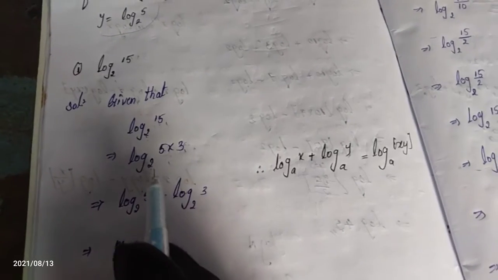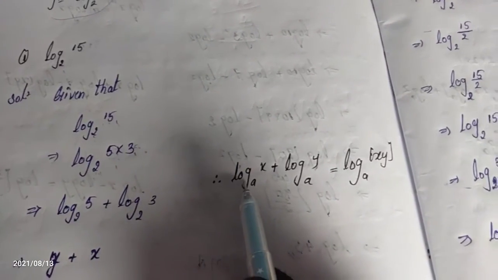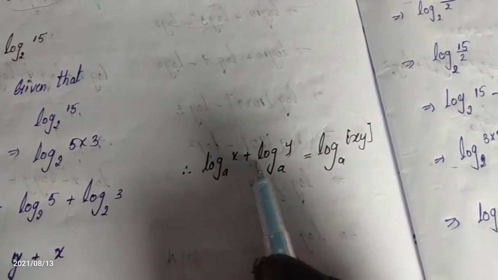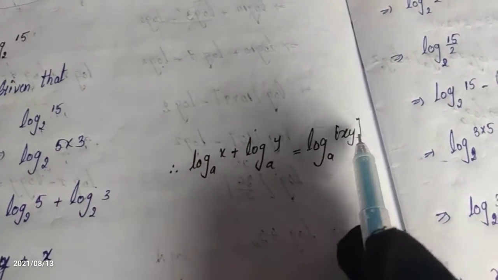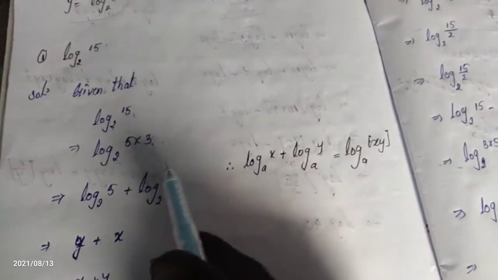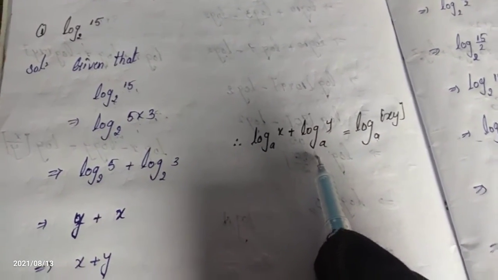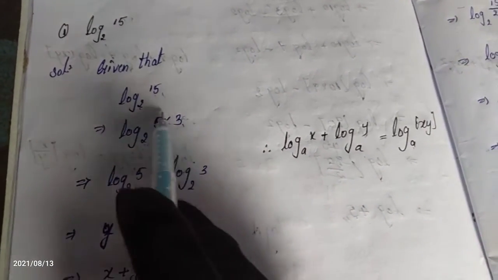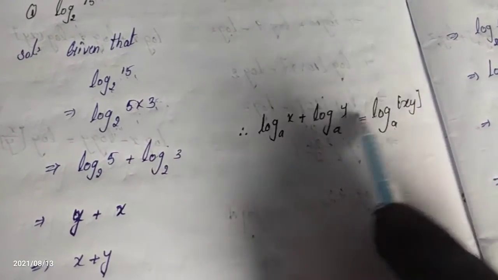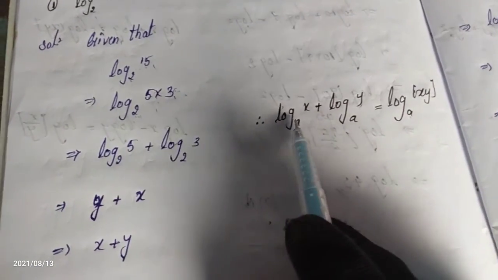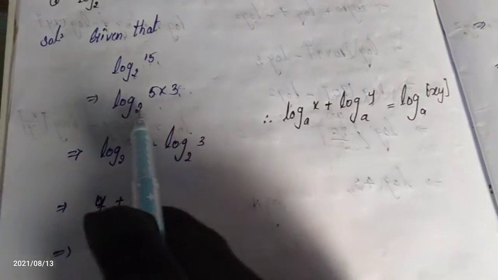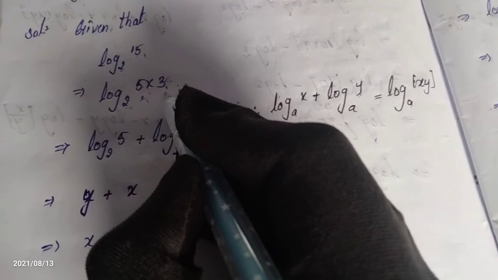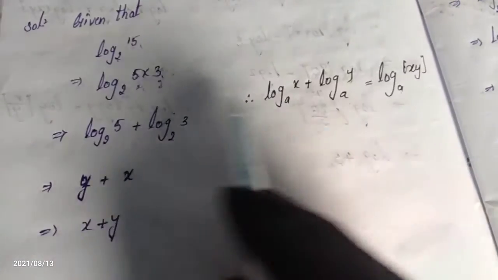Here we have used this formula, this law. What is the law? Log x to the base a plus log y to the base a is equal to log x into y to the base a. In this step we are using this law. Our step is in the form of the RHS, and we have to convert it into the LHS. How? Log x to the base a. What is x? In place of x we have 5, in place of y we have 3. According to this formula we have to convert it.